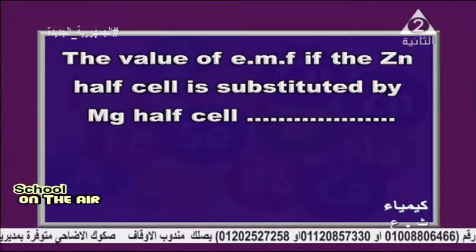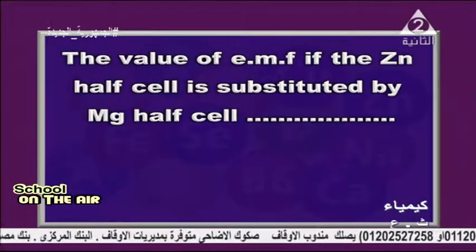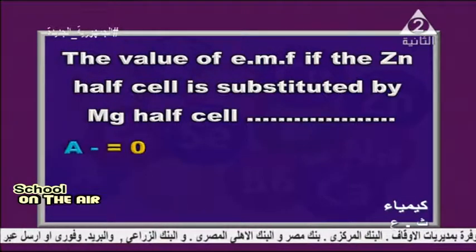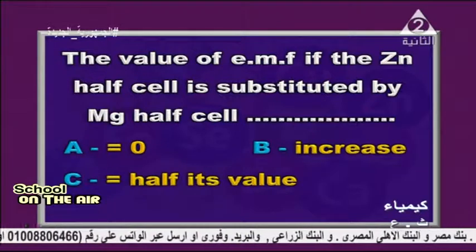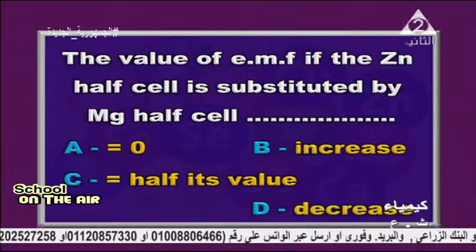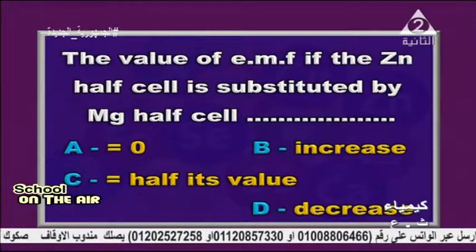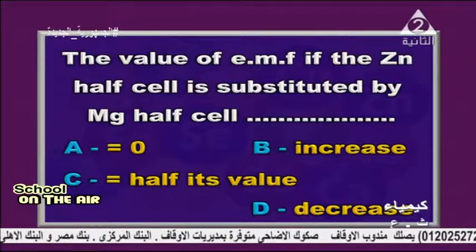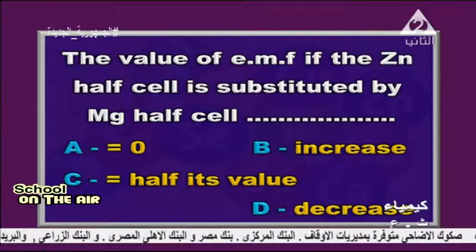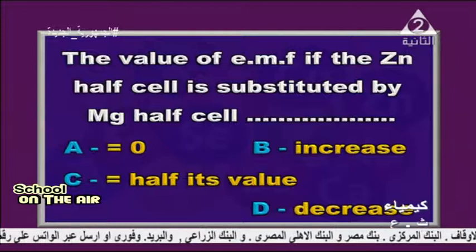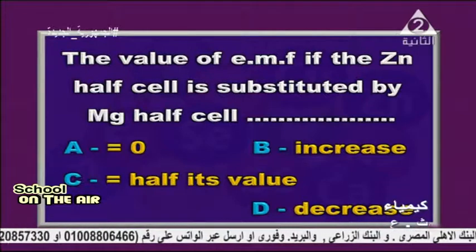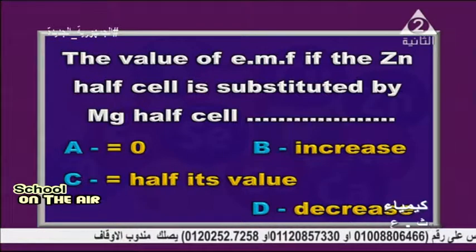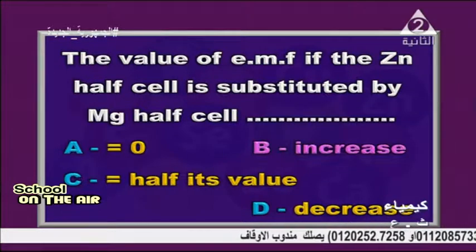The value of EMF if the zinc half cell is substituted by a magnesium half cell: is it 0, increase, half its value, or decrease? We know that the magnesium oxidation potential is higher than zinc, or we can say magnesium is more active than zinc. So the value of the EMF will increase, as the difference in electric potential between magnesium and copper is more than that between zinc and copper. So the answer is increase.